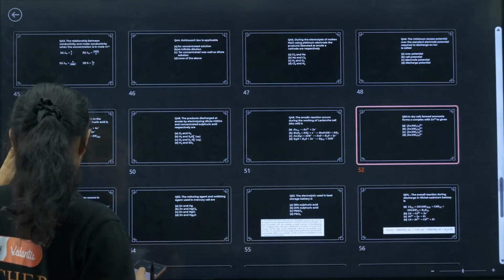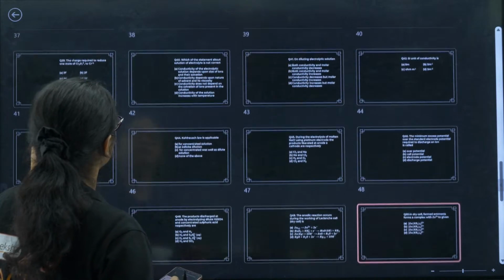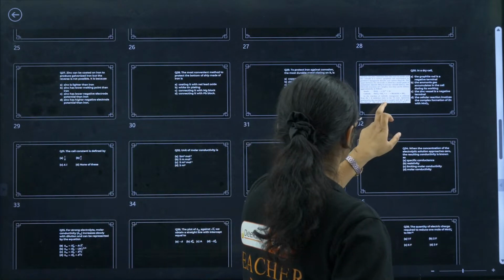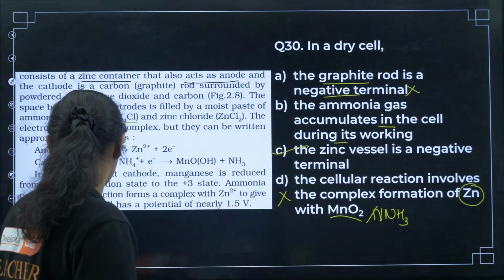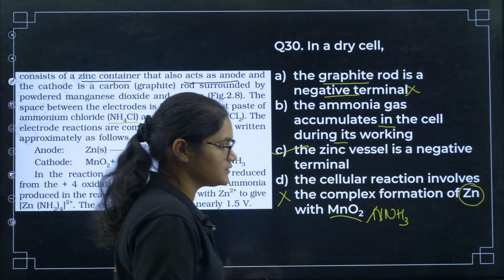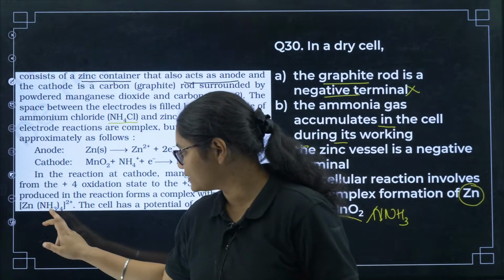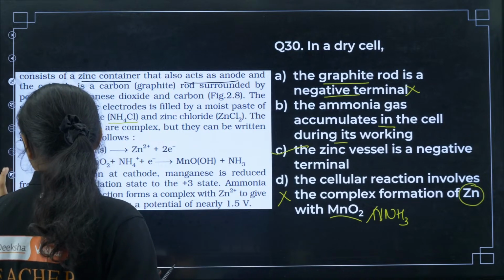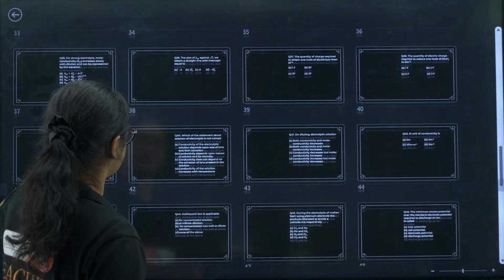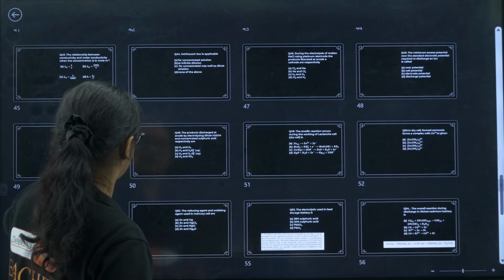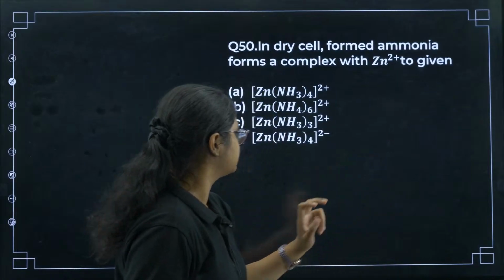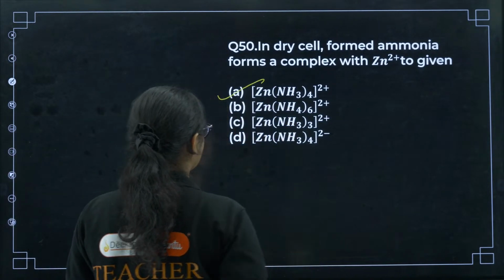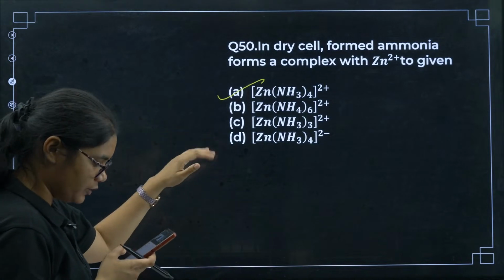So if I show you, one second, somewhere I have given that one, right? Yes, you can see here I have given regarding zinc. So Zn2+ forms a complex with the ammonia, Zn(NH3)4 2+, right? So we can easily find our answer now. Just a minute, I was in question number 50. So what will be the answer here? Yes, A is the correct answer. Zn(NH3)4 2+.